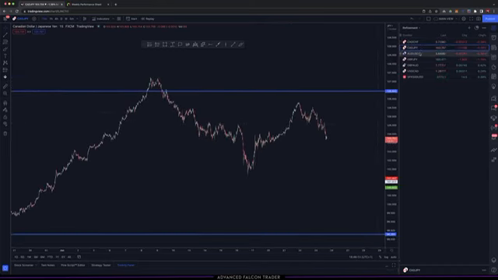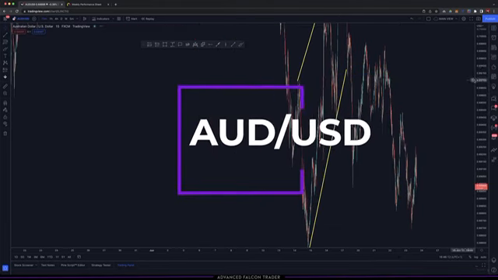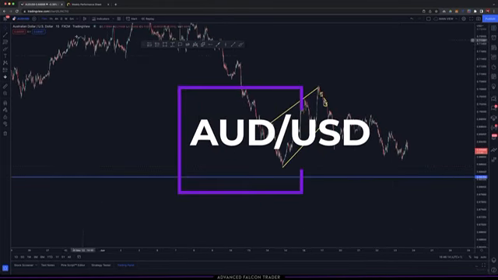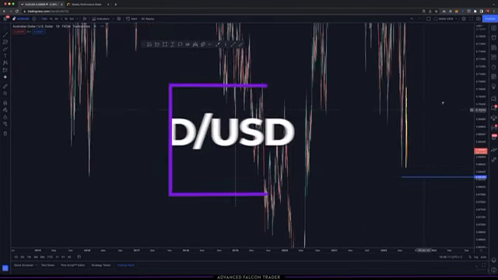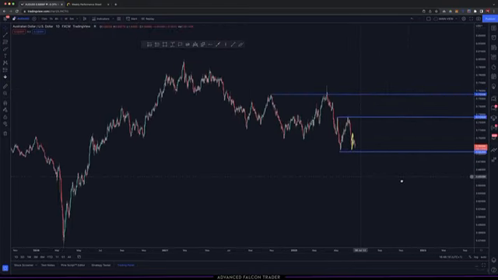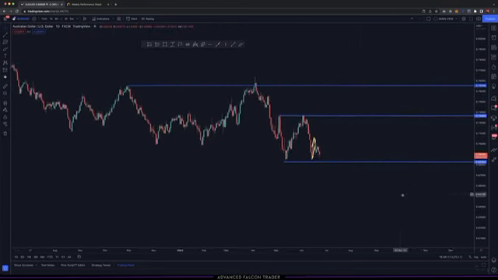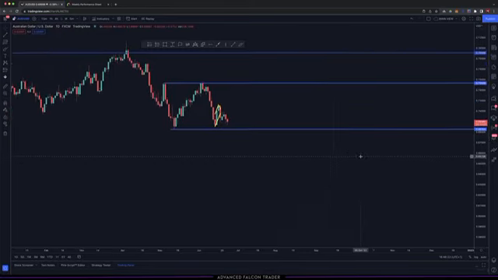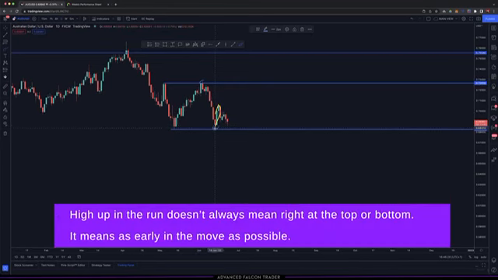Let's take a look at Aussie dollar. So Aussie dollar on the higher time frame. This is nice and simple for you. So where is this good to use it? Now I want to explain something as a lesson for you. High up in the run doesn't always just mean right at the top and right at the bottom. What it means is early on in the move as possible.